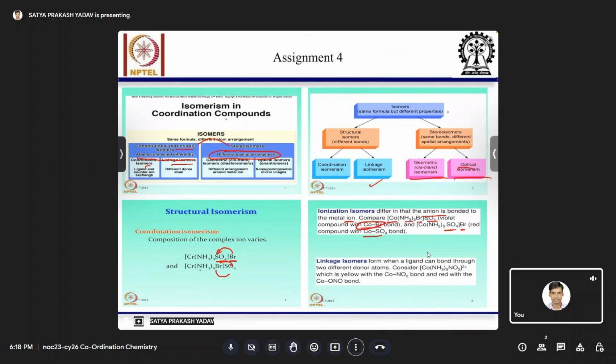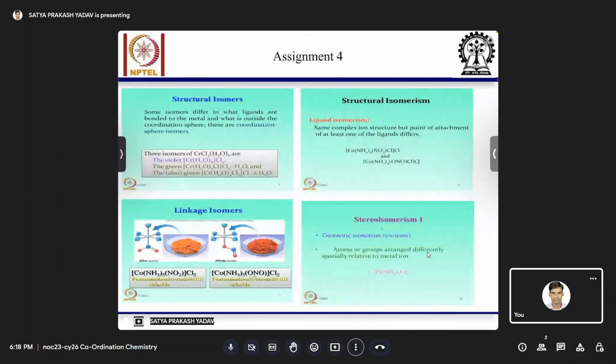Linkage isomerism is where a ligand has two different sites to bind to the metal center, like NO2 and CN. NO2 can bind through the N center or O center, and similarly CN can bind through the N center or C center. SCN can bind through the S center or N center, like that.